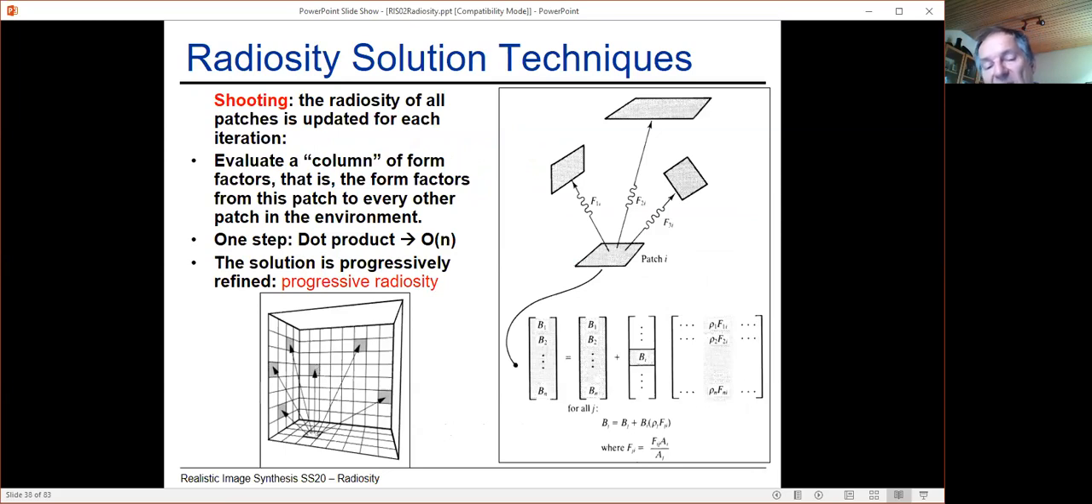So the solution is progressive. The quality of the image will gradually improve the more patches are considered. And at a given moment of time, as I mentioned, you need essentially a column of form factors. So to move in this internal loop, that's all the information that you need to keep in memory. But of course, as I mentioned, you may come back with this unshot energy to this patch after a few hundreds of iterations, and then you will need to compute those form factors again. So the choice is yours. Either you store them or you compute them on the fly.